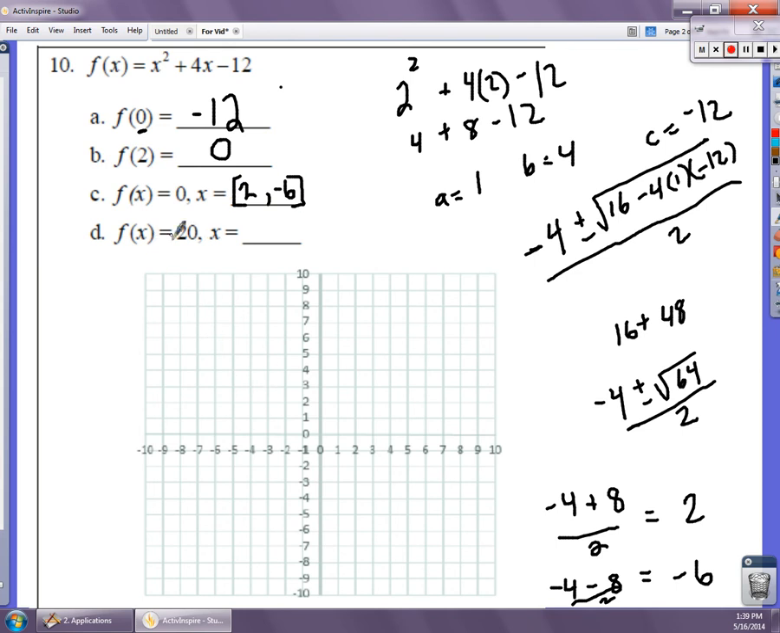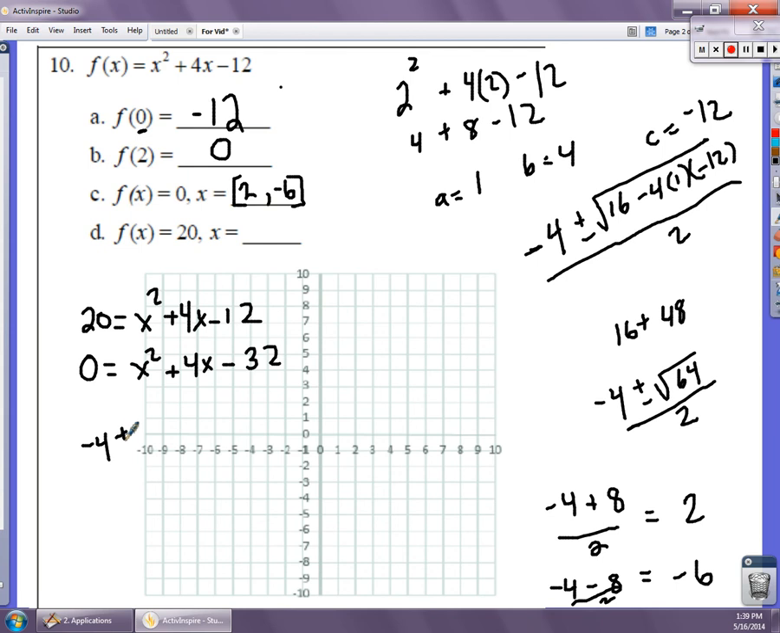Right here, f of x equals 20. So we're going to plug in a 20 for this instead of a 0. So you get the equation 20 equals the quadratic. To solve this using the quadratic formula or factoring, you have to get the equation equal to 0. So we're going to subtract 20 on both sides. And when you subtract 20, you get negative 32. Negative 12 minus 20. Well, I'm going to use the quadratic formula again, or we could have factored. But here I'm just going to use the quadratic formula.